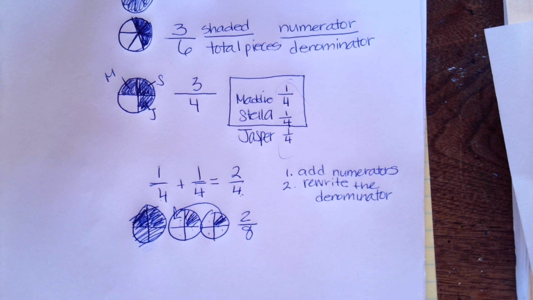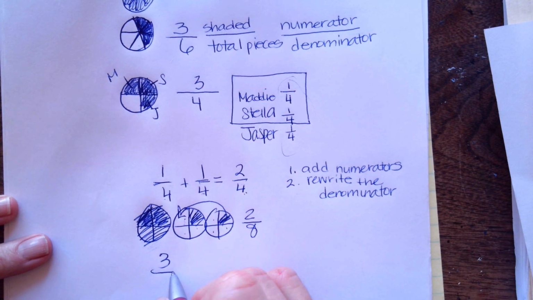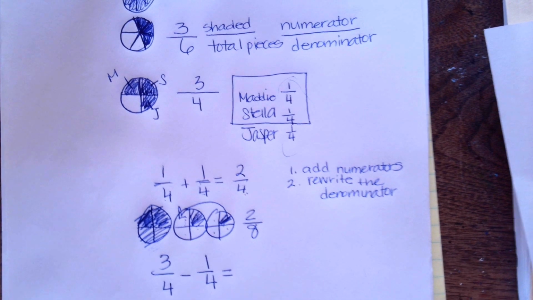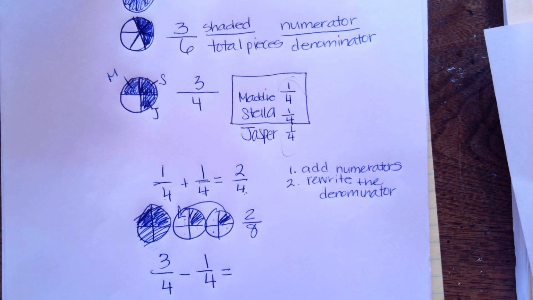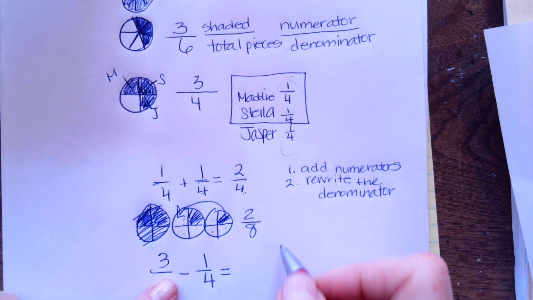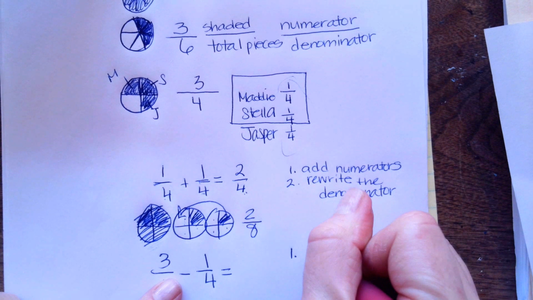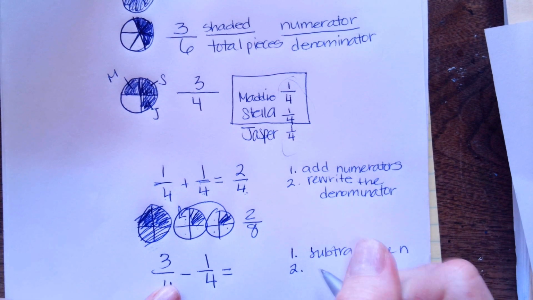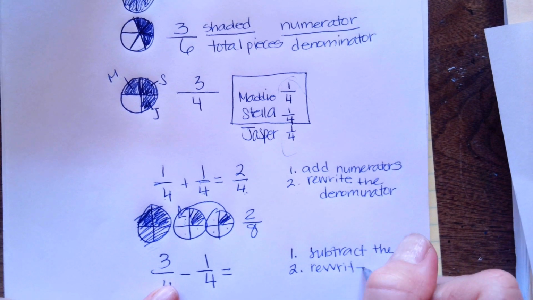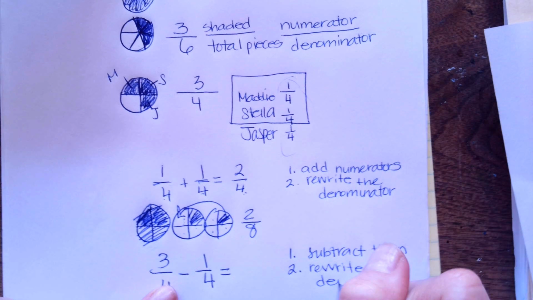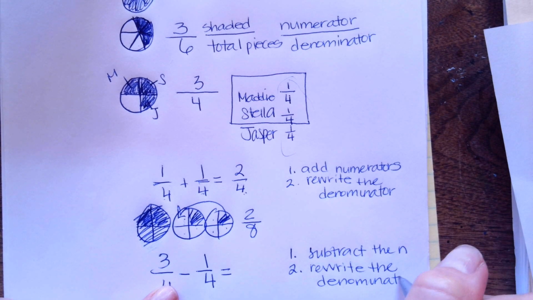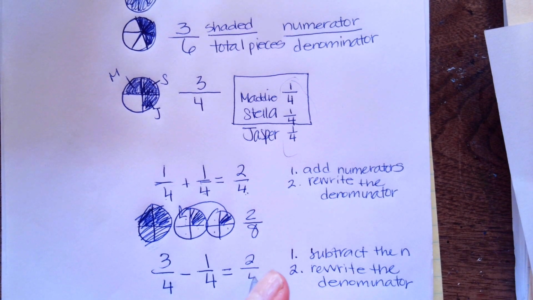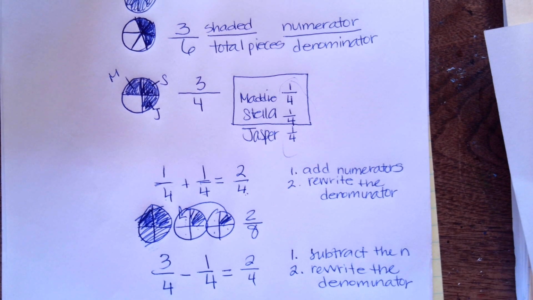And if you're doing subtraction, 3/4 minus 1/4, you would do the same exact steps, but you would just subtract. So we would say step 1 is subtract the numerators, and step 2, rewrite the denominators. So 3 minus 1 is 2, and then we rewrite the denominator, and it's 4.